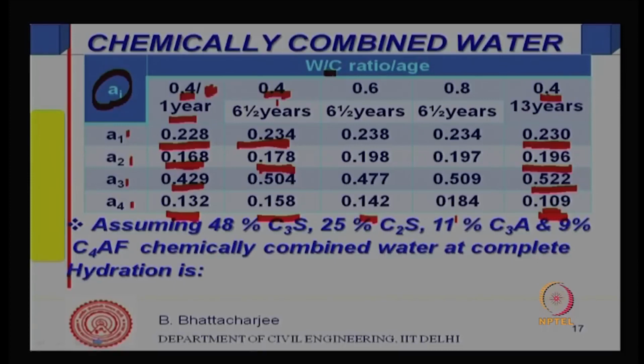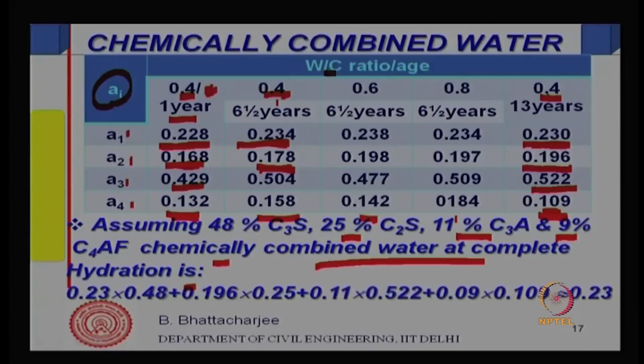Now, supposing I assume 48% C3S, 25% C2S, 11% C3A and 9% C4AF, chemically combined water at complete hydration is given by this formula: 0.23 into 0.48, because 48% is C3S, 0.25 into 0.196, and 11% C3A. So, it is like this, and approximately this value comes out to be 0.23.